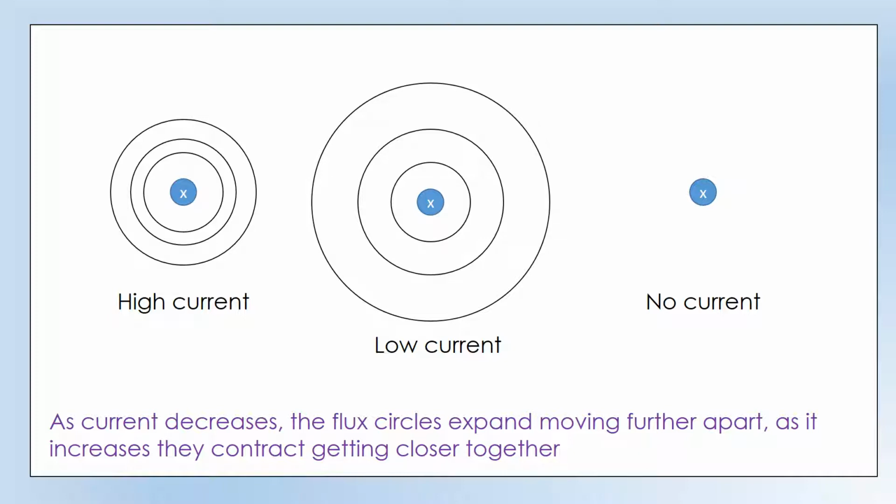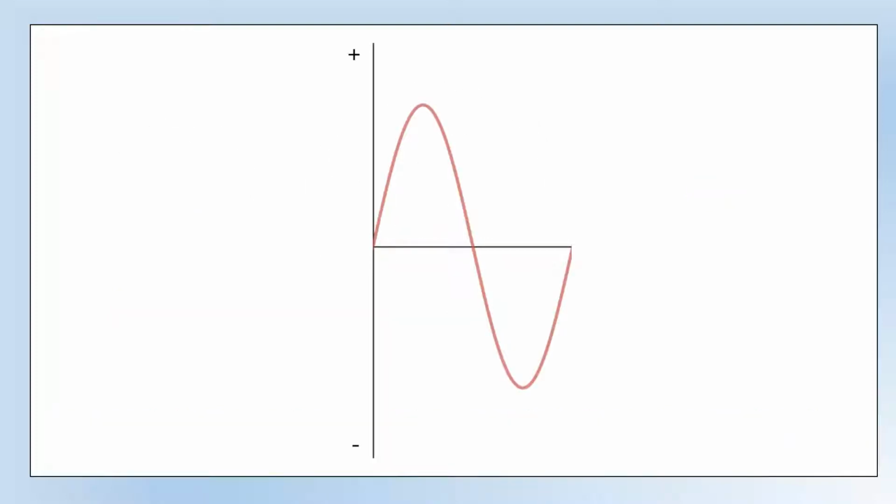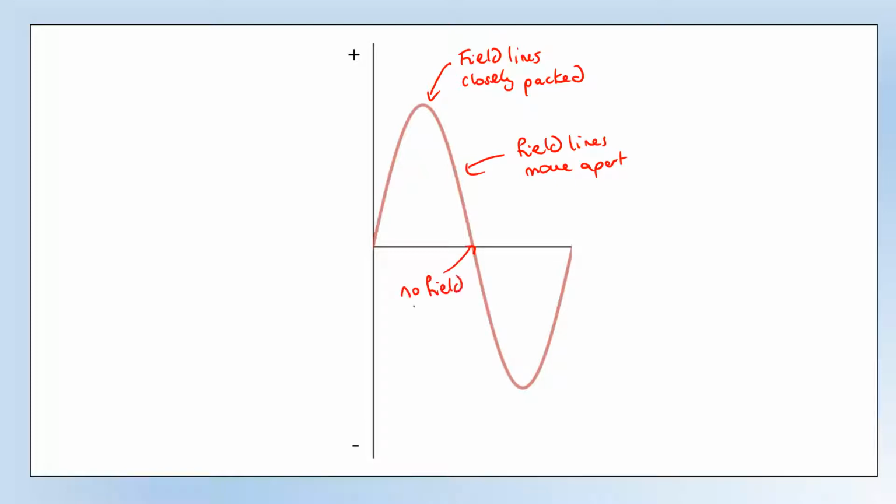So what does an alternating current typically look like? Sinusoidal in shape. So this is a very typical alternating current. So what are we going to actually have? At this point, maximum current means field lines closely packed in here. And then as the current decreases, the field lines move apart. And then here, when it gets to 0, you have no field lines.